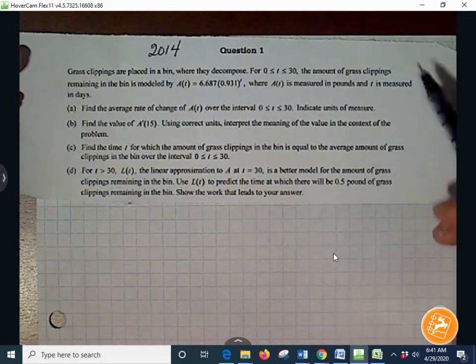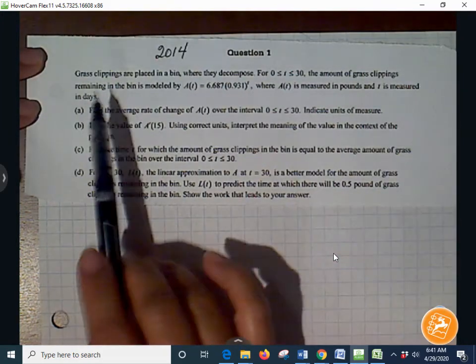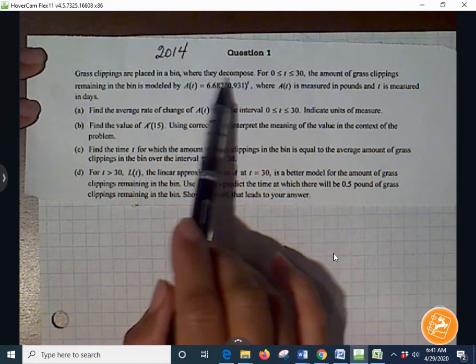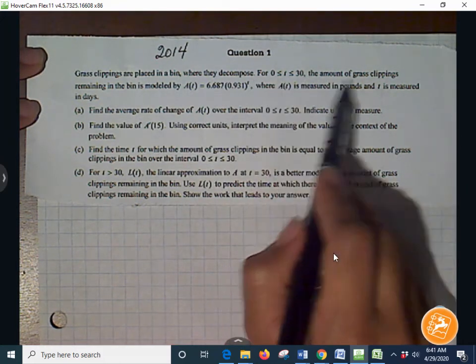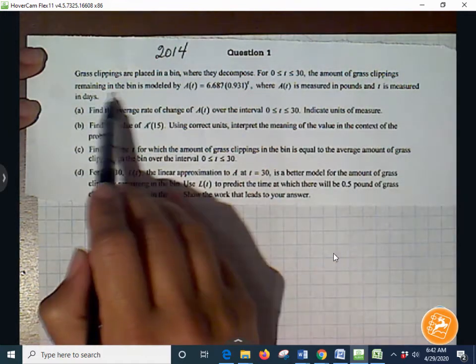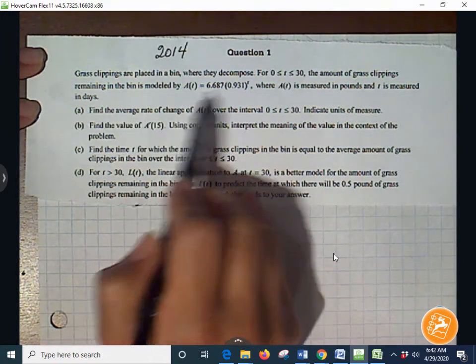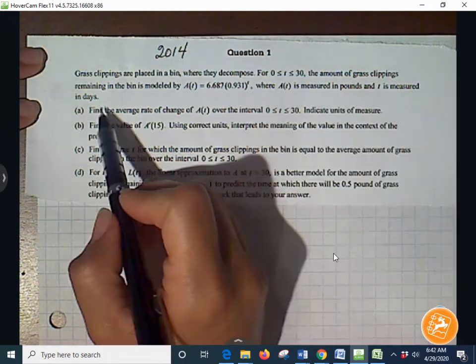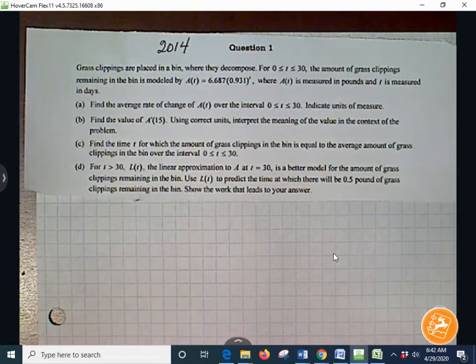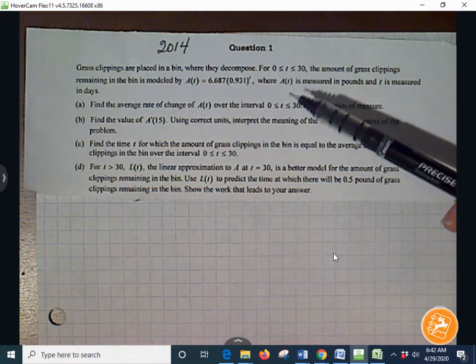So here it talks about grass clippings. They're placed in a bin where they decompose. For the time 0 to 30, the amount of grass clippings remaining in the bin is modeled by this expression here, where A of t is measured in pounds and t is measured in days. Okay, now since this is question number 1, typically those are calculator questions. So you're allowed to use a calculator on this.